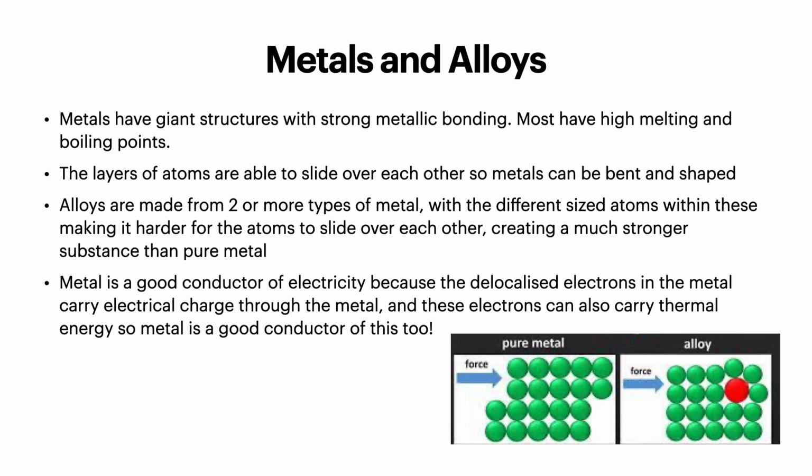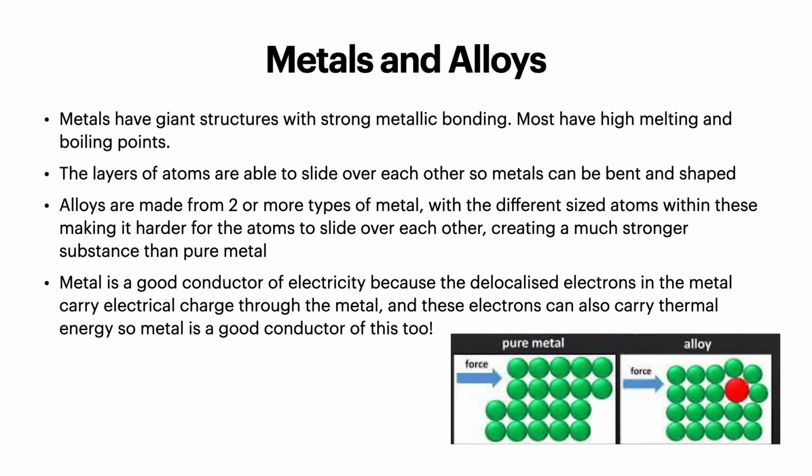However, alloys are made from two or more types of metals. Because of the different sized atoms within these being arranged in layers, it is a lot harder for the atoms to slide over each other, creating a much stronger substance than pure metal. As you can see in the little picture below, the pure metal is very uniform, so it's very easy for the layers to slide over each other. Whereas in the alloy, it's got that different metal atom in there, and so that messes up that uniform pattern, and it can't slide quite so easily.